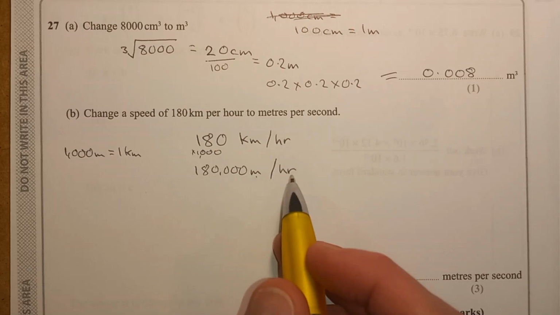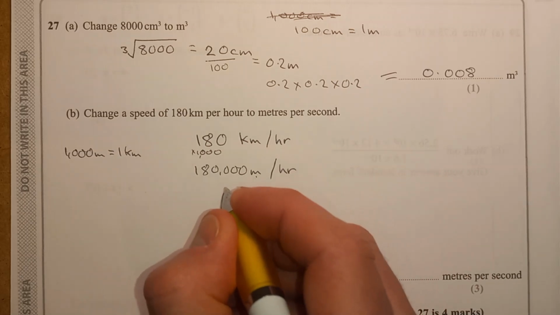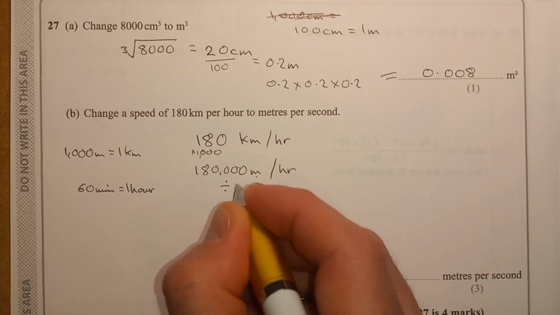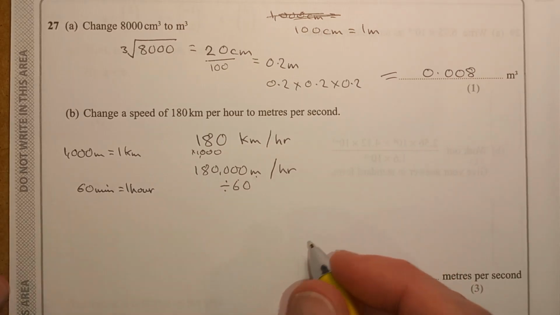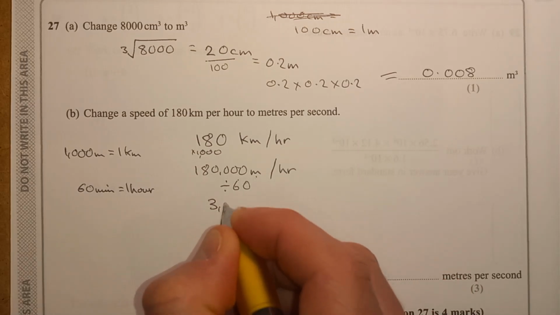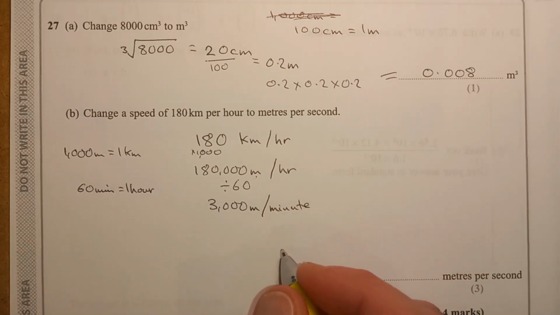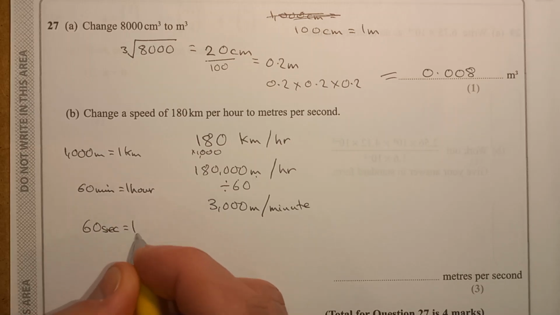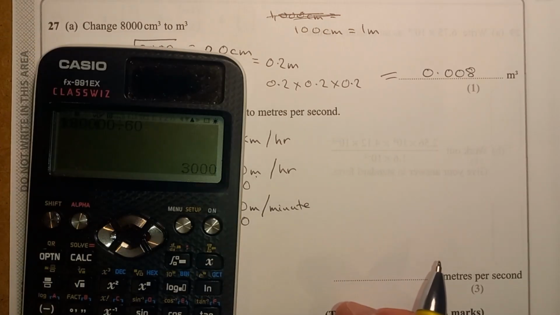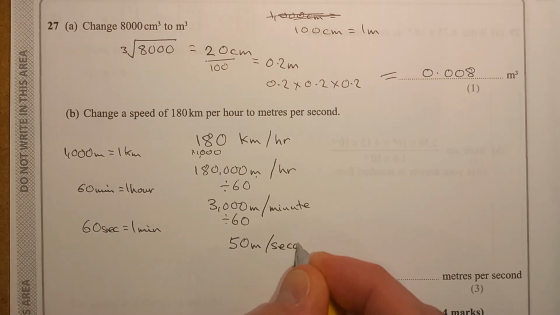Then I'm going to need to change the hours into seconds. But I'm not going to go straight from hours to seconds. I'm going to go from hours to minutes first. And I know that there are 60 minutes in 1 hour. So if we divide this by 60, we've got our 180,000 divided by 60, we get 3,000. It's still metres, but it's now per minute. There's also 60 seconds in 1 minute. So to go from minutes to seconds now, we're going to divide that by 60 again. We get 50. So we've got 50 metres per second.